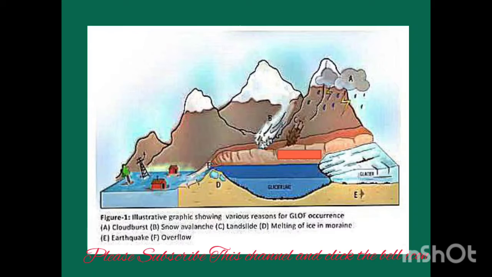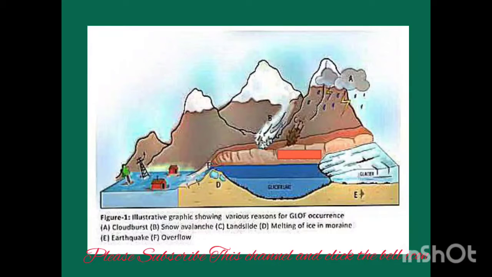In this picture, I am trying to show the various reasons for GLOF occurrence. We can divide the causes of glacial lake outburst floods in two ways. One is direct, another is indirect. Climate change is the indirect factor. And the direct reasons are cloudburst, snow avalanches, landslide, melting of ice in the moraine, earthquake, and outflow.